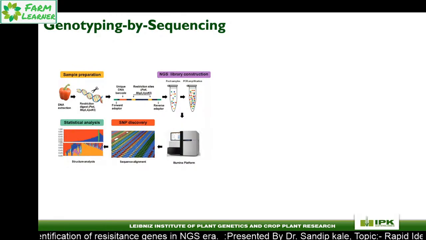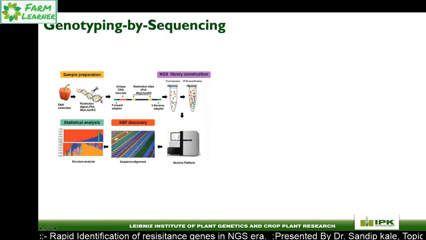the given species, and then the DNA is restriction digested with different restriction enzymes. This restriction digestion can be carried out using either a single enzyme or a double enzyme, depending on the complexity of your species. Such restriction digested products are then ligated with forward and reverse adapters. The forward adapter has one unique DNA barcode of 6 base pair length, and this is unique for each sample.